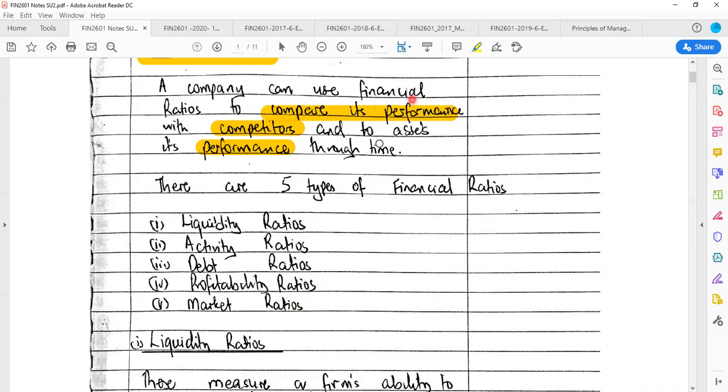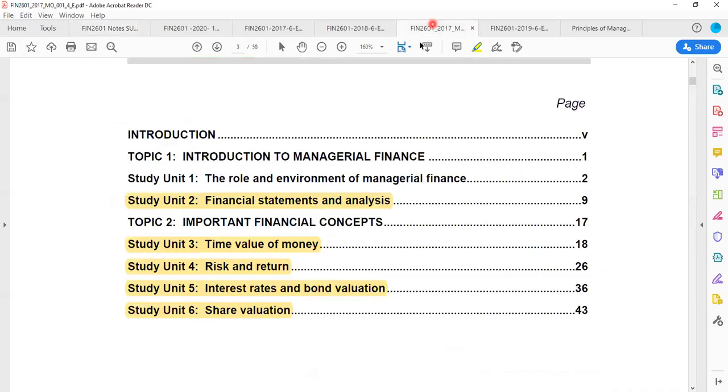So like I've told you, I probably think that this study unit 2 is probably the trickiest when it comes to the multiple choice section, because it's really mathematical. But I'll try to take you through it as best as I can. So usually I advise students in the exam to rather attempt time value of money first, risk and return, interest rate and bond valuation, share value, to do these other topics first and then to finish off with financial statement analysis, because it's probably the trickiest study unit. But I'm going to take you through the study unit now.